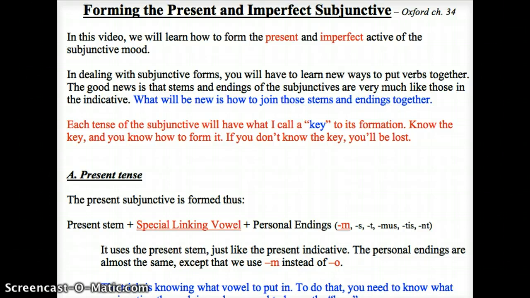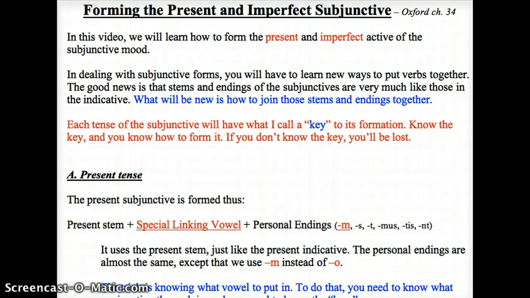In dealing with subjunctive forms, you'll have to learn new ways to put verbs together. For the subjunctive, the good news is that stems and endings are very much like those in the indicative. What will be new is we're going to learn new ways to join these stems and endings together.